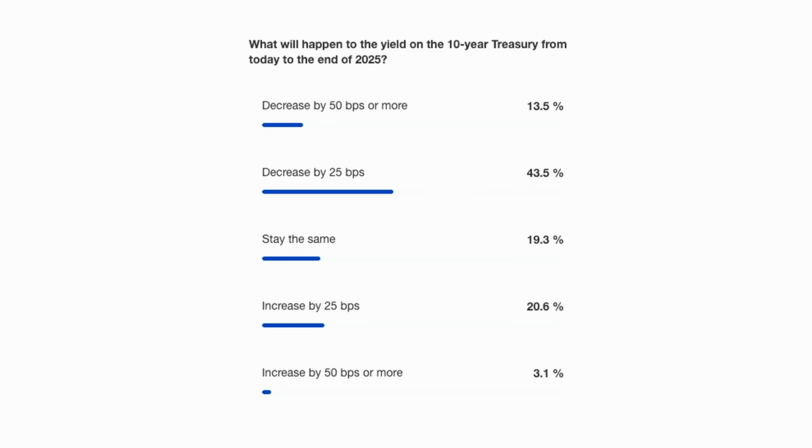Okay, so 43%, 44% think decrease by 25 basis points. Gosh, this is quite spread, actually, so same conclusion. We're in such an uncertain environment, and I think this is reflected here in what people are saying.